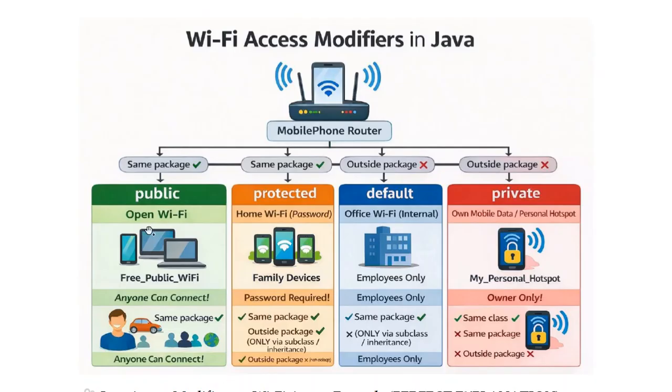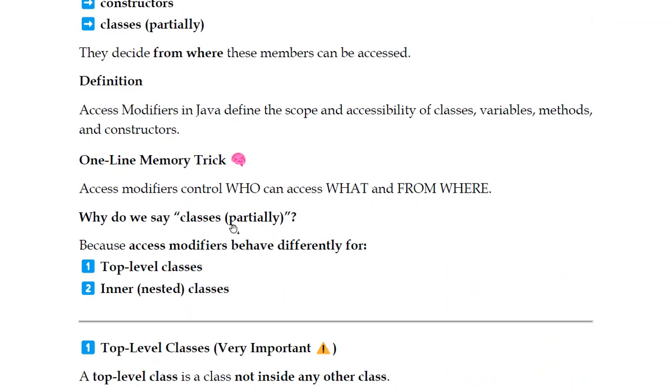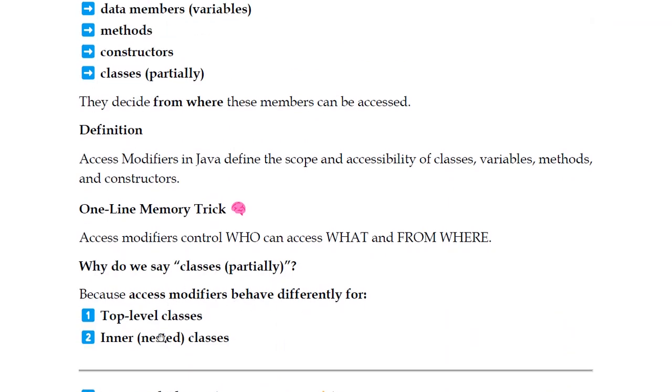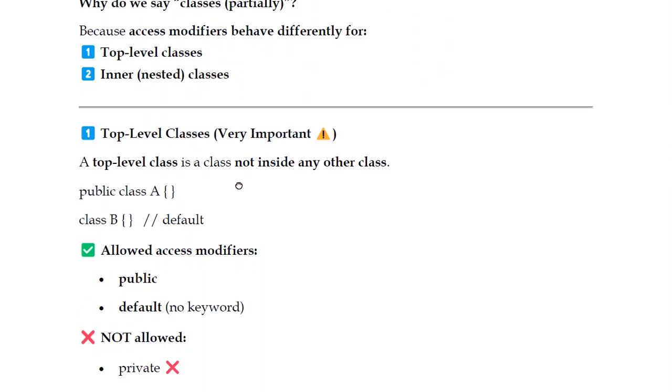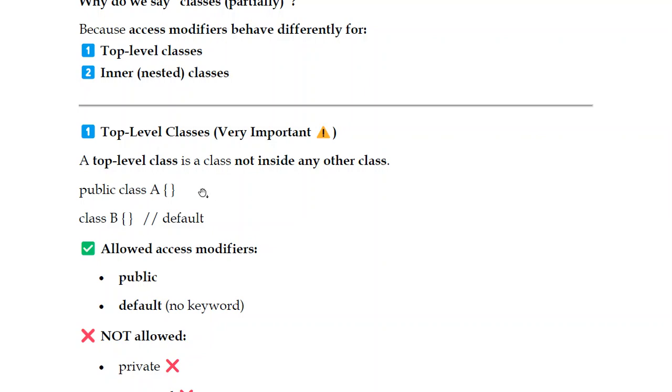As per the agenda, in this session we'll discuss the public alone. Why are we talking about classes in particular? There are two kinds of classes. Access modifiers behave differently for the two. One is top-level classes, another is inner nested classes. First, we'll discuss the top-level class. Why do we call it a top-level class? It is a class not inside any other class.